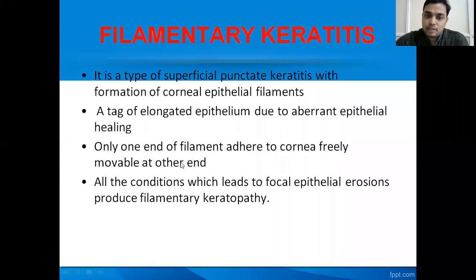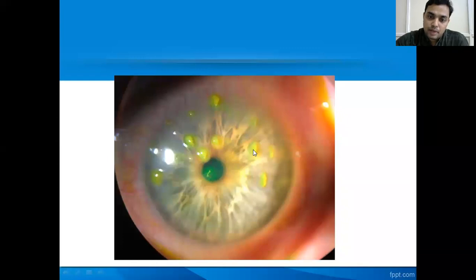And for these filaments, one end is attached to the cornea and the other end is movable. If you move this filament, one end is attached to the cornea and the other end is free. So these filaments are formed because of the improper healing of the epithelium, leading to elongated tags that we call filaments, where one end of the filament is attached to the cornea and the other end is free. These filaments are stained with fluorescein stain. That's why they attain this green color. If there is any damage to the epithelium, the fluorescein stain gets attached to the remaining corneal structures. And when we see it in cobalt blue light, it appears as a green color.